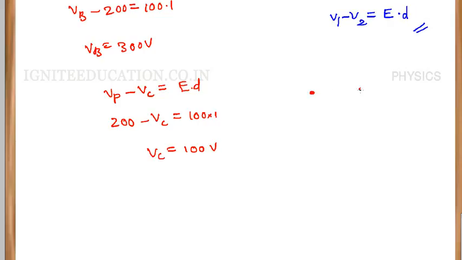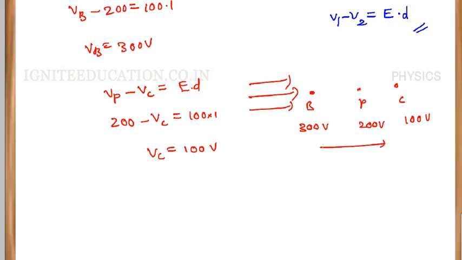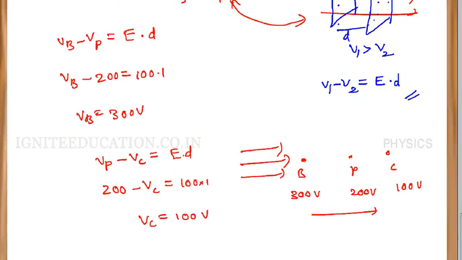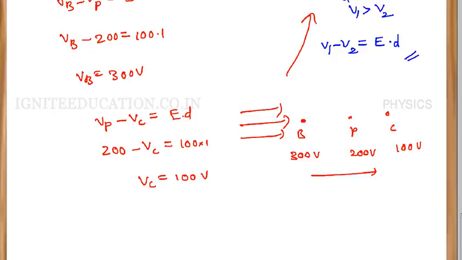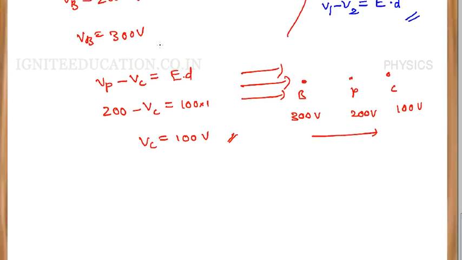So I have 3 points B, P and C, and B has 300 volts, P has 200 volts and C has 100 volts in the direction of the field. Look at this, the potential is going to be decreasing. So this matches with our concept. So we got the values of VC and VB.